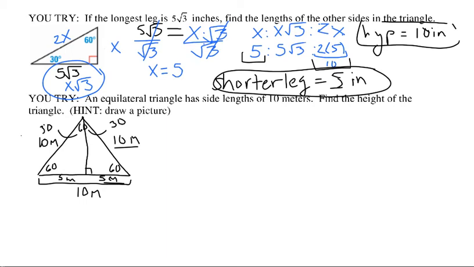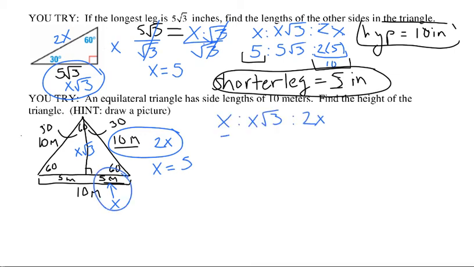So let's put that into our picture now. We have 2 different pieces we could use. We could use the fact that we have the hypotenuse, so that means that our blue x will end up being a 5, or you could just use that from over here. So in our ratio, we end up with a 5 square root 3, and then a 2 times the 5, which is our 10 that we started with for the hypotenuse. So the longest side that we're looking for, the height of the triangle, is this 5 square root 3.